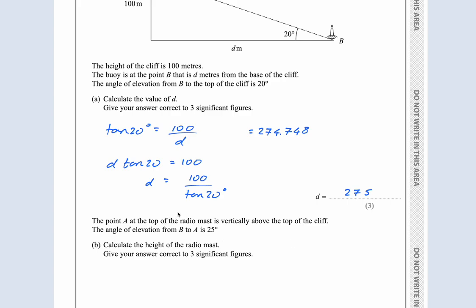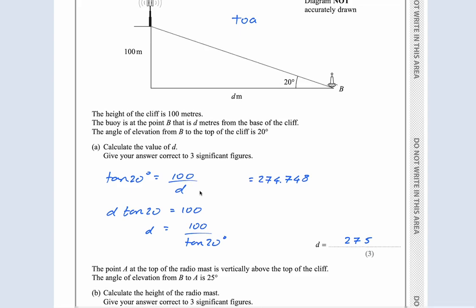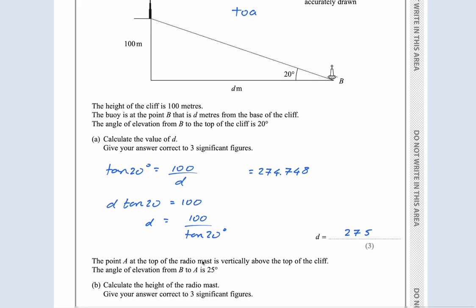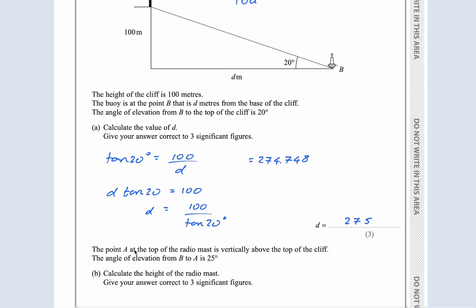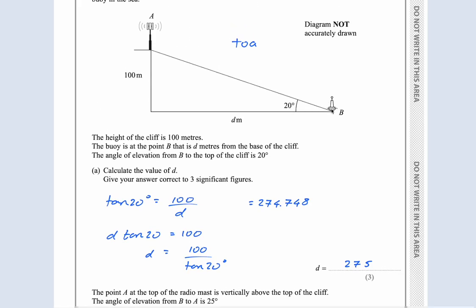Okay, the point A at the top of the radio mast, sorry, is vertically above the top of the cliff. The angle of elevation from B to A is 25 degrees. Calculate the height of the radio mast. Okay, this is now a bit more tricky. Definitely, guys, draw on your diagram. So we're going to go from B, and now we're going to go up to A. And he's saying this bigger angle is 25 degrees.